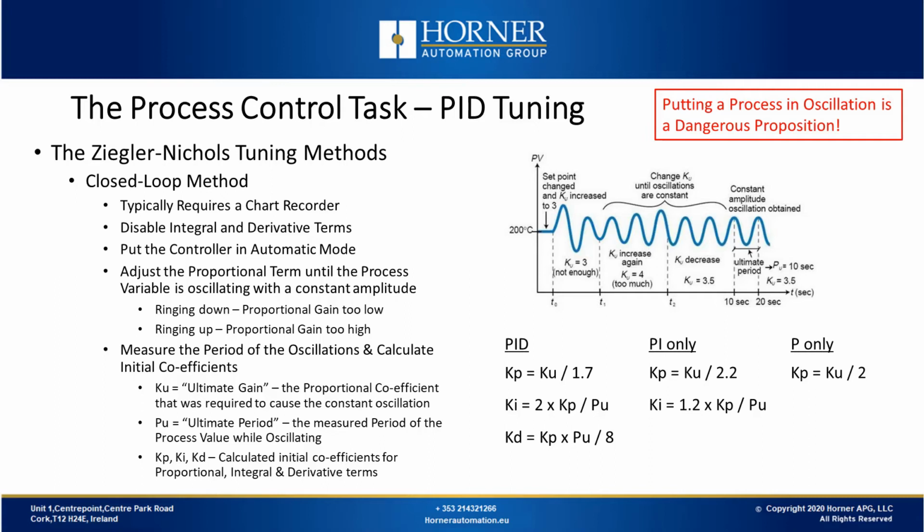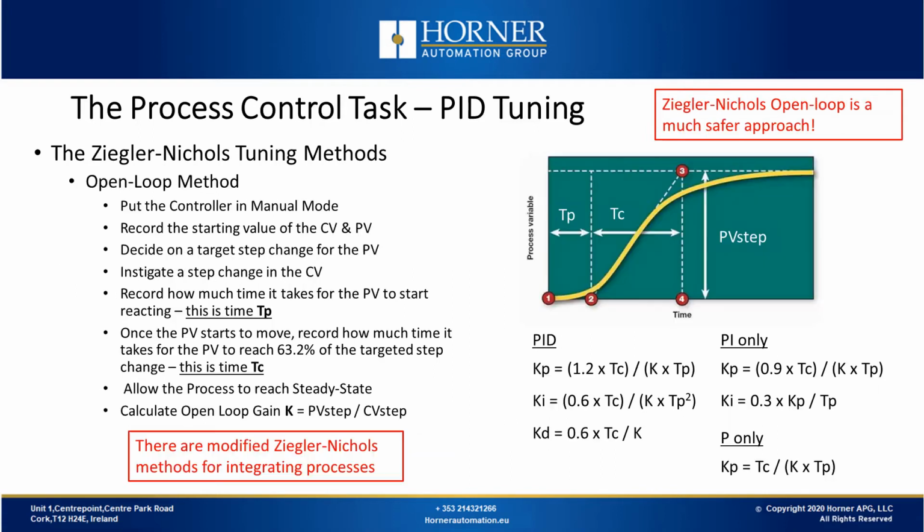Now let's talk about the Ziegler-Nichols open loop method. This is a much safer approach. Tuning doesn't require putting your process into oscillation, and it's done completely in manual mode. Firstly, you put the controller in manual mode, and you record the starting value of your control variable and process variable. The goal is to get the set point or the process variable up to a new level.